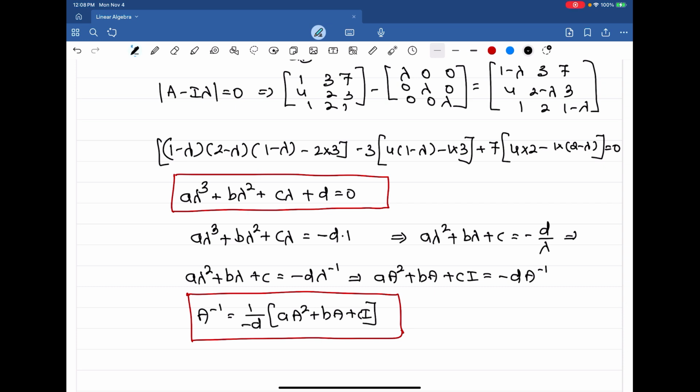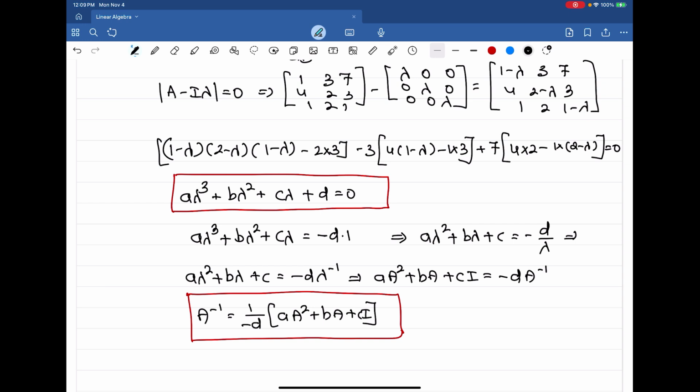For example, in the GATE examination, usually they may ask what will be the value of A lambda cube plus B lambda square plus C lambda? Once you know the characteristic equation, you need not calculate whatever is there on the left hand side. You can directly put minus D into I. That's all. That will be the value of this. You understood? This is how in GATE examination concepts are checked.